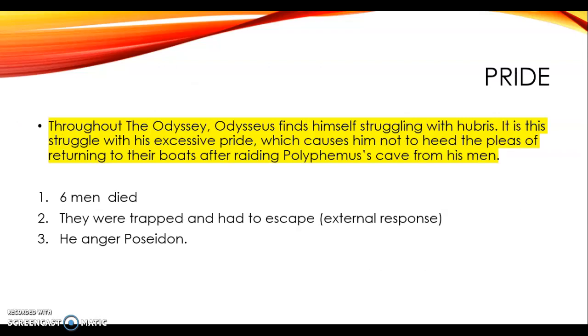So this is another way I did it. This is me thinking through it. I said, well, throughout the Odyssey, what I see is Odysseus finds himself struggling with hubris. Well, hubris is pride. It is this struggle with excessive pride which causes him to not heed the pleas from his men of returning to their boats after raiding Polyphemus' cave. So this is saying that he was prideful, he didn't listen to his men, and then I asked myself, well, what happened as a result of him not listening to his men? Well, I know the 6 men died. I know that they were trapped and they had to come up with a plan to escape. And then I know that he angered Poseidon because of his attack on Polyphemus.